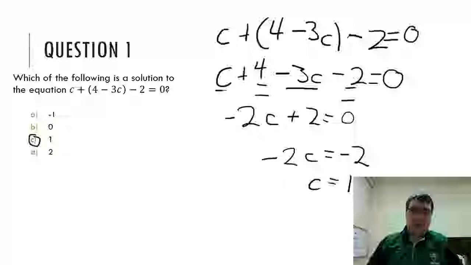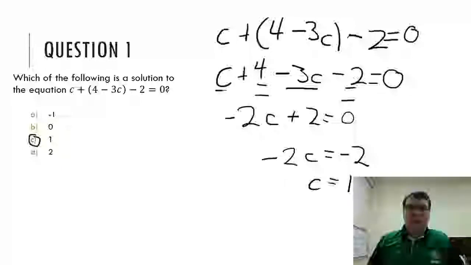Let's get my pen on here. We're going to say that we have c plus the quantity 4 minus 3c minus 2 equals 0. All right, this is my first time using the tablet, so you can't make fun of me, all right?